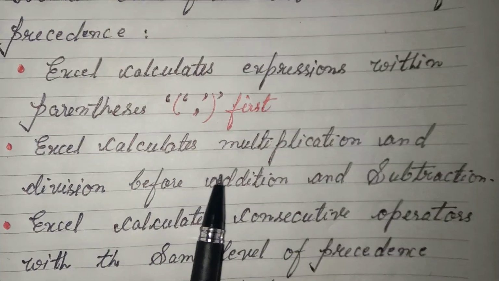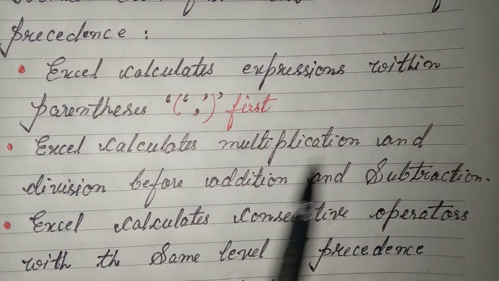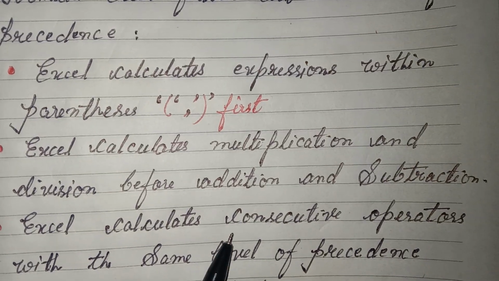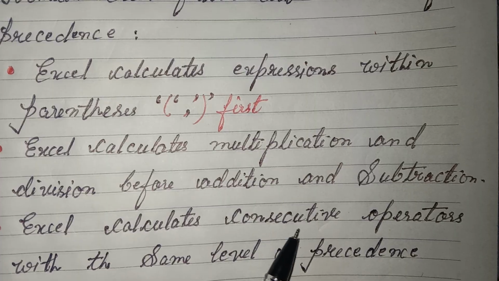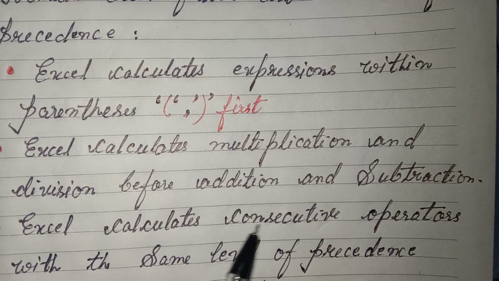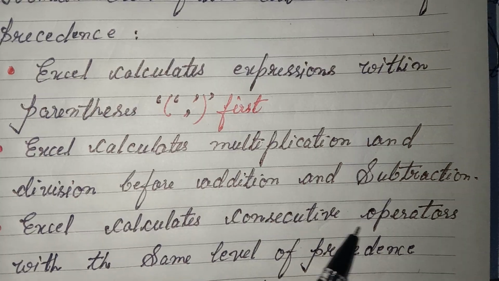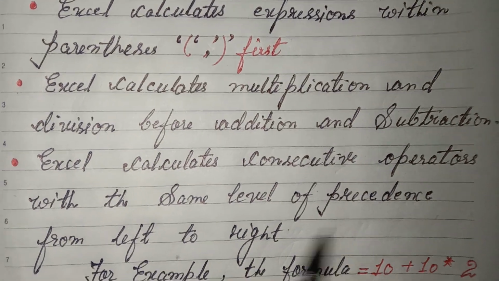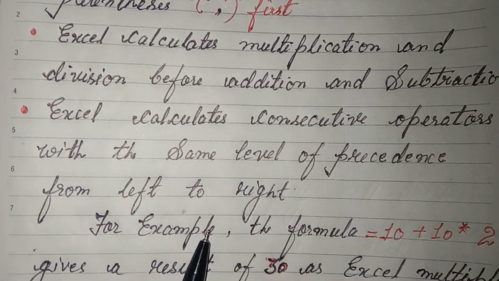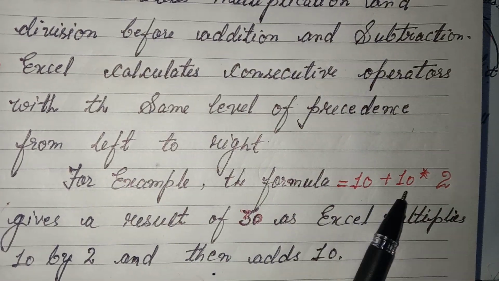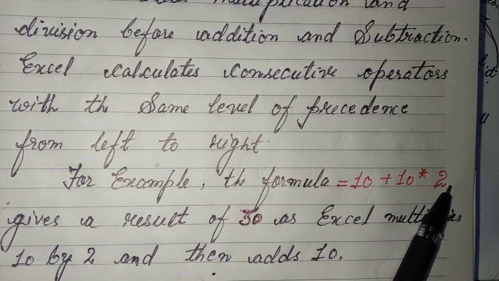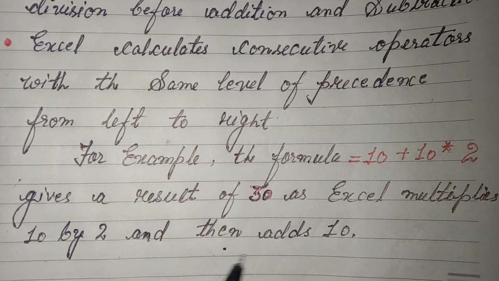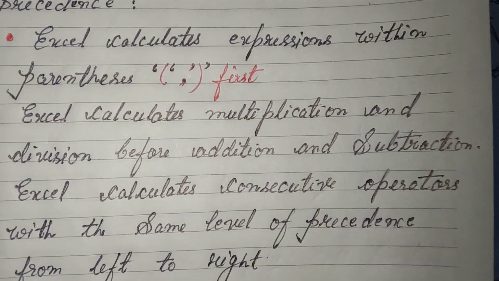Okay, Excel calculates multiplication and division before addition and subtraction. Excel calculates consecutive operators with the same level of precedence from left to right. For example, the formula 10 plus 10 star 2 gives a result of 30, as Excel multiplies 10 by 2 and then adds 10.